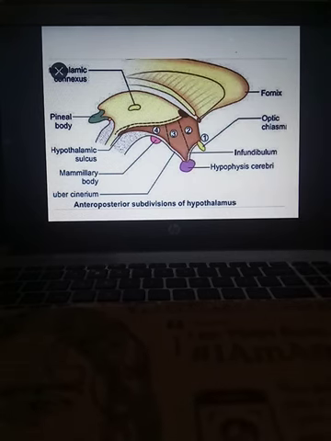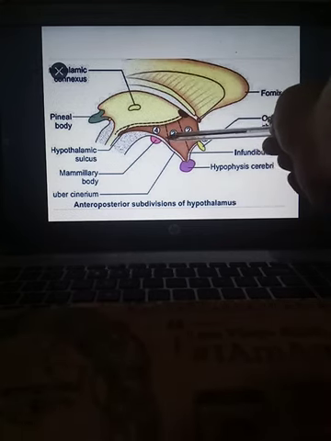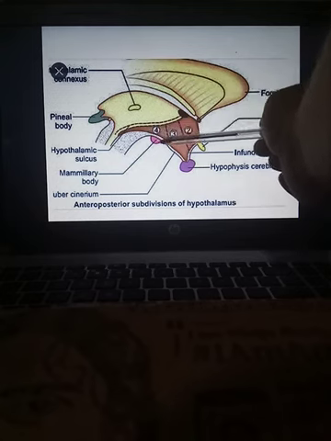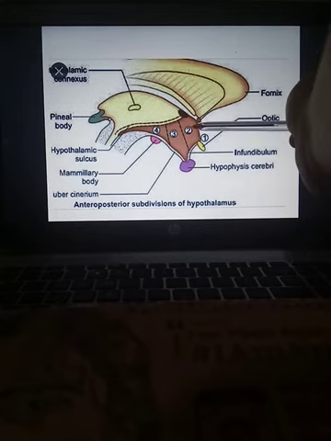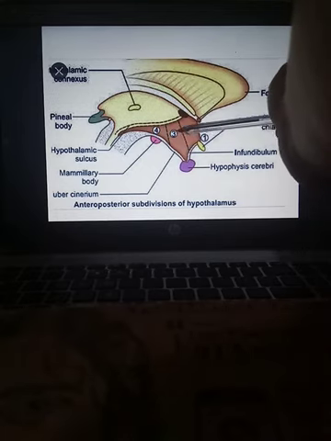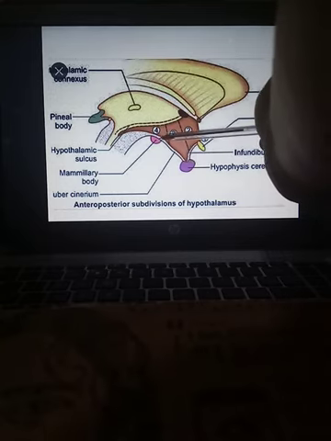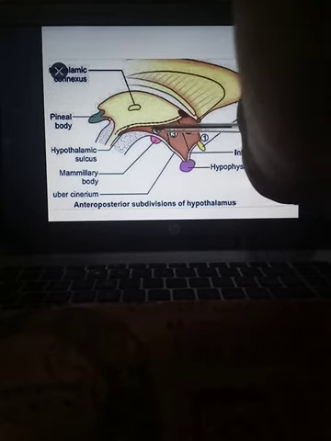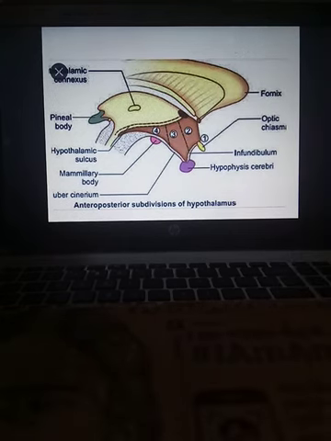Then you have the mammillary region. This fourth region is your mammillary region. It consists of the mammillary body and the region about it. ठीक है. This is your preoptic, in front of optic chiasma. Supraoptic, above optic chiasma. Third is your infundibulotuberal, that is above the infundibulum and the tuber cinereum. Then fourth is your mammillary region, which is present above the mammillary bodies.